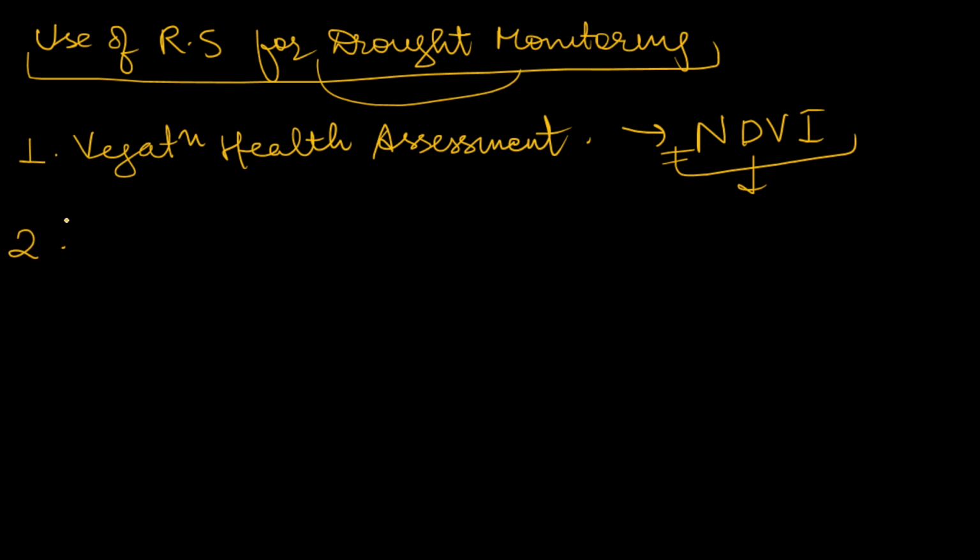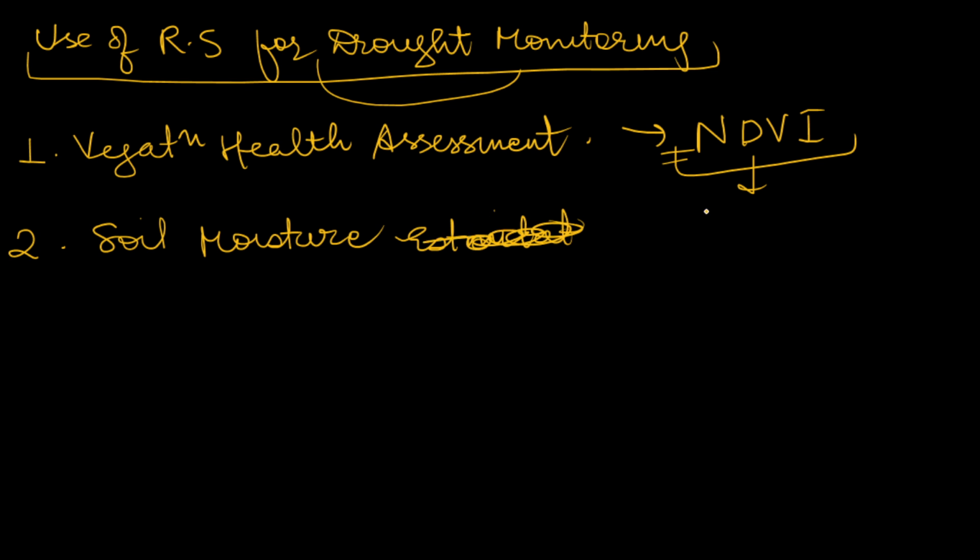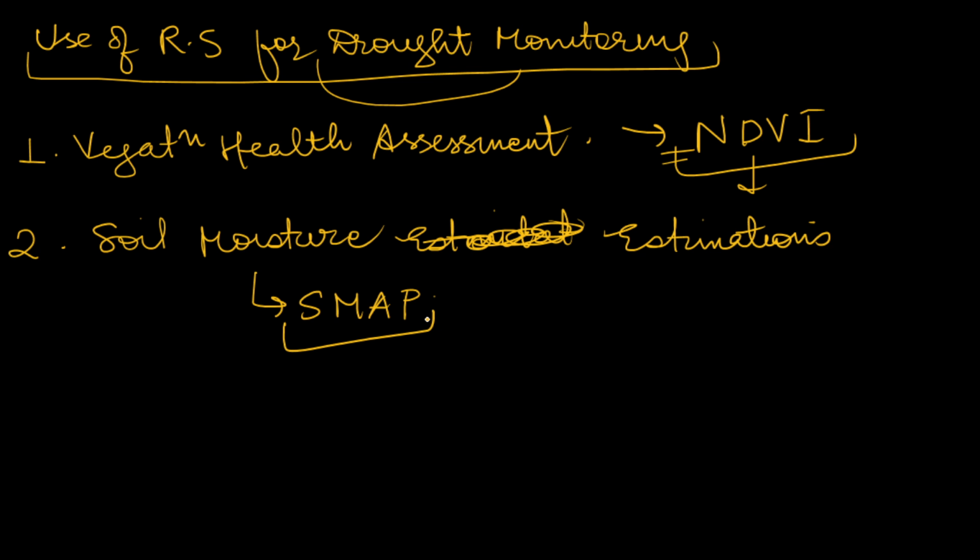Secondly, we can do soil moisture estimation. For that we can use SMAP. What is SMAP? It is Soil Moisture Active Passive. It provides various types of soil moisture data, and it can be very helpful in drought monitoring, so that we can calculate the levels of soil moisture present in our soil.